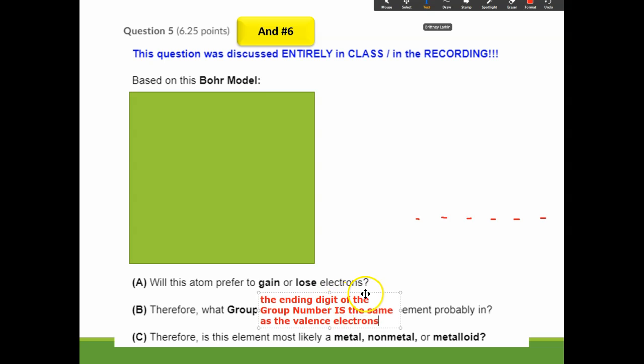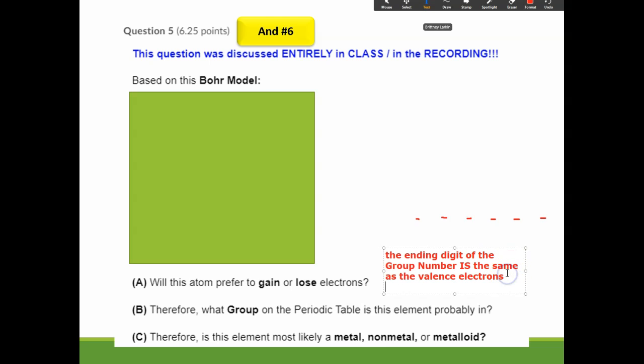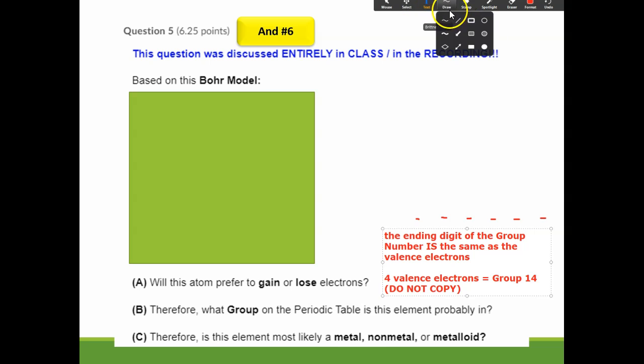So my example here is that if you have 4 valence electrons, then you would, for example, be in group 14, okay? This is just an example, do not copy. I know nobody has a group 14, okay? So taking a look here again, that last digit right here: group 14, 4 valence electrons, okay?